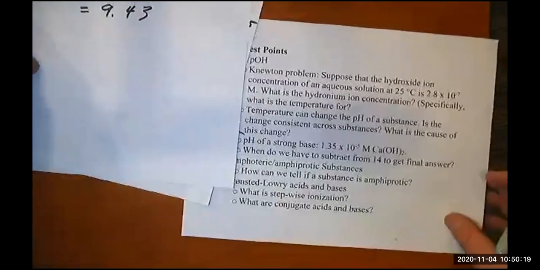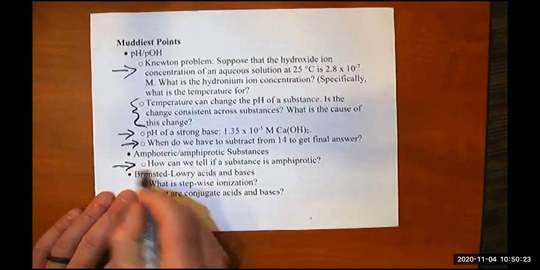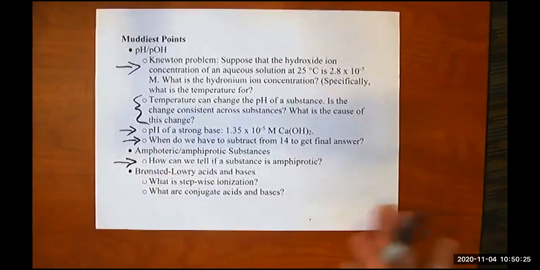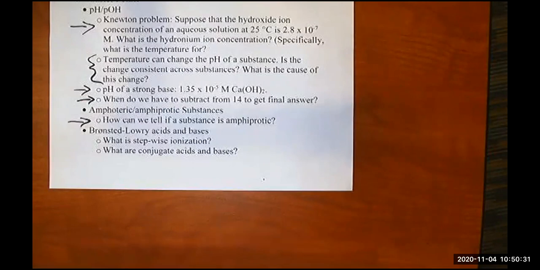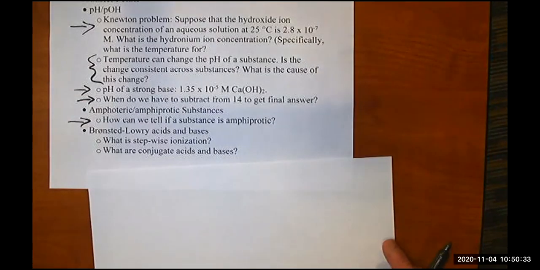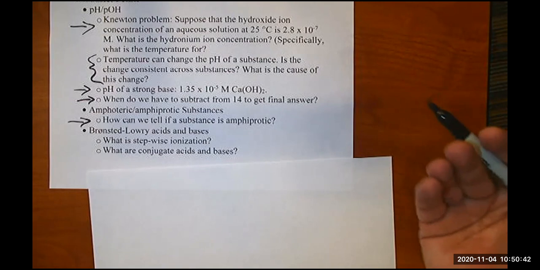Okay. All right, there's a general question. How can you tell if a substance is amphiprotic or not? So the main thing to do would be to figure out what its acid reaction would look like and what its base reaction would look like, and see, do the products that come from that make sense or not?